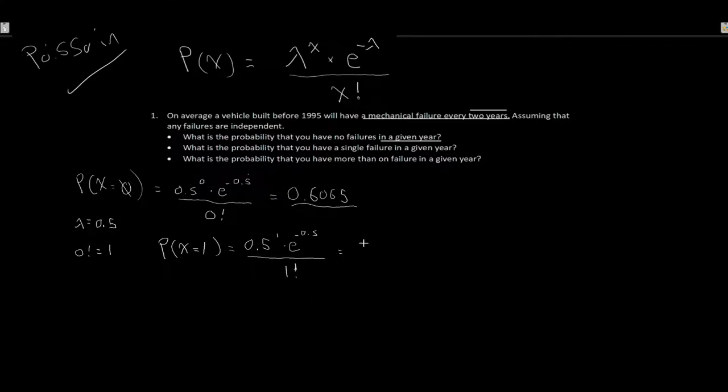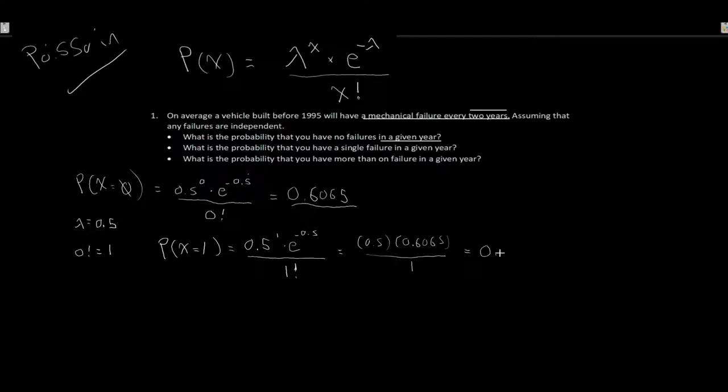Okay, what do we have? 0.5 to the 1, that works out to be 0.5. Here's the nice little thing, Euler's to the negative 0.5, that's going to be 0.6065. And then what are we doing? We're dividing by 1 factorial. 1 factorial is 1.